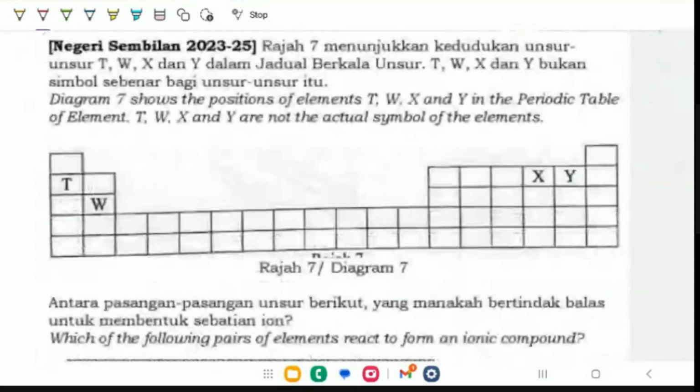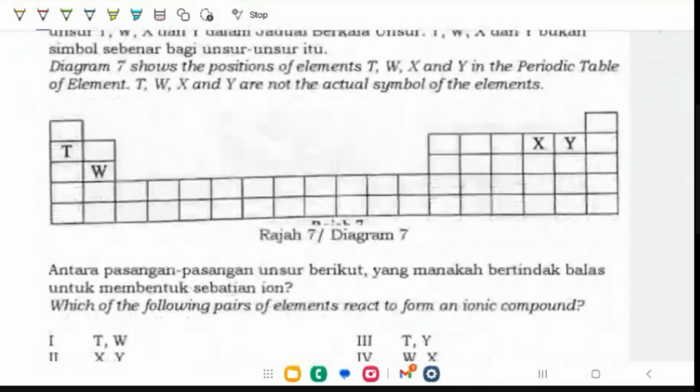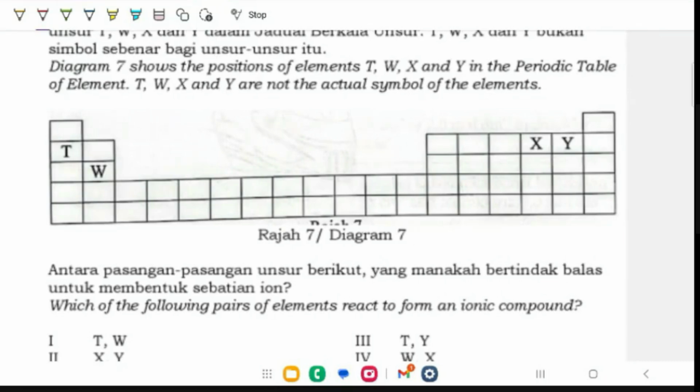Now next question. Okay, diagram 7 shows the position of T, Q, X, W. This one I think should be combined with the group. Chapter 4. Okay. So which following pair will react to form the ionic compound? Okay, class. For ionic compound, right? Okay, T and W.